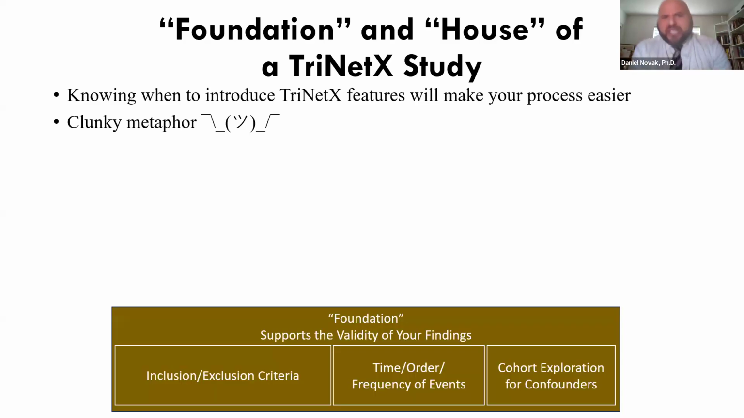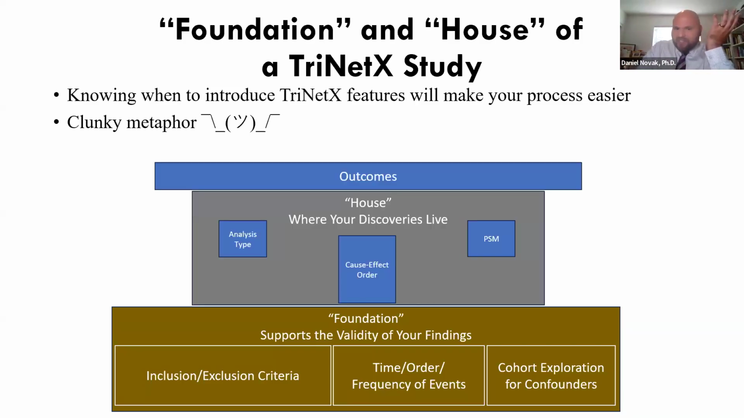Your foundation supports the validity of your findings, the claims you're making. Extraordinary claims require extraordinary evidence. To do that, to make sure that you're submitting something of high quality that will endure forever and people will be citing forever, you have to make sure your inclusion and exclusion criteria are solid, that your time and order and frequency of events is well understood and well articulated in TriNetX, and that your cohort explanation for confounders is really well done.